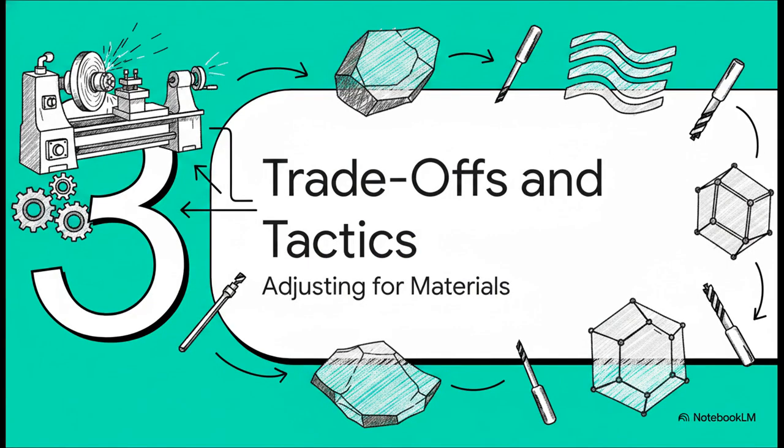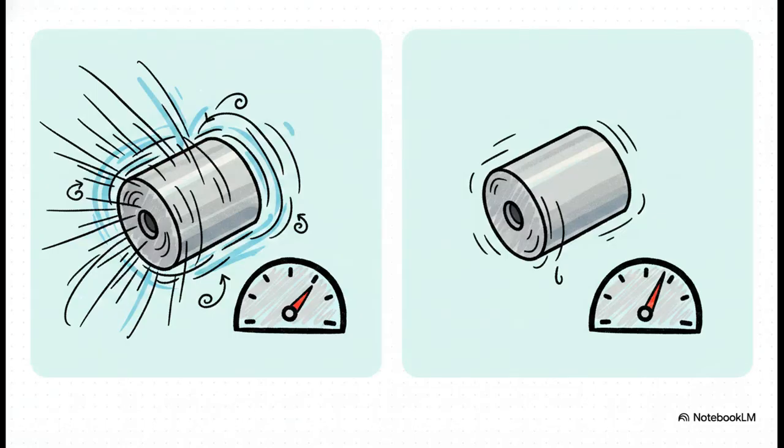Okay, Section 3, Trade-offs and Tactics. How we actually adjust for these materials. So, how do CNC programmers and machinists actually handle these diverse, stubborn materials? Well, it all starts with speed. Specifically, surface feet per minute, or SFM, which is the speed the material moves past the tool.